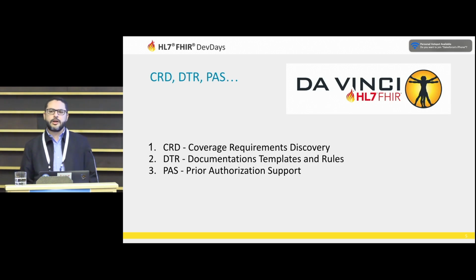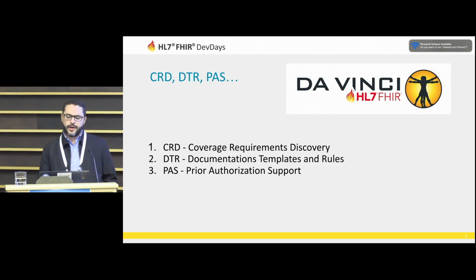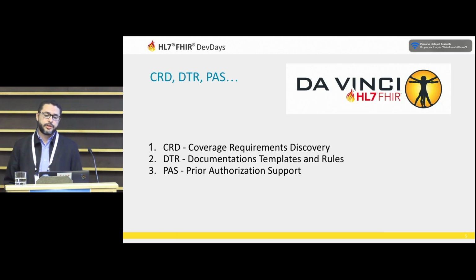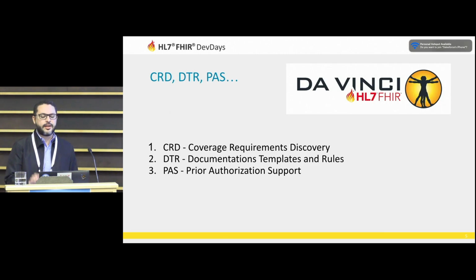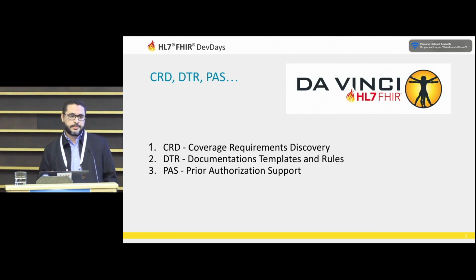DTR stands for Documentation, Templates, and Rules. It provides a mechanism for payers to express their documentation requirements in a way that a computer program can take action on, which allows the provider system to perhaps autofill data that's necessary to support a prior authorization request. And finally, PAS, which stands for Prior Authorization Support, provides the mechanism that allows the providers to directly submit the PA request to a payer.